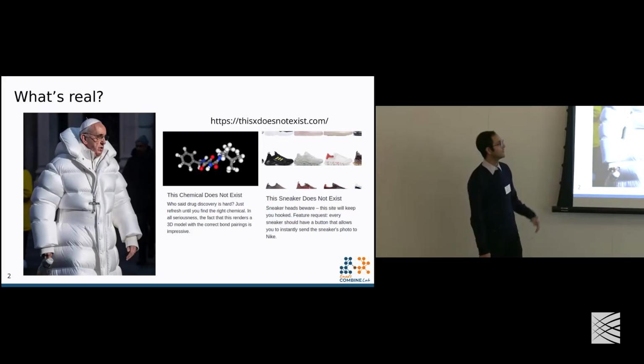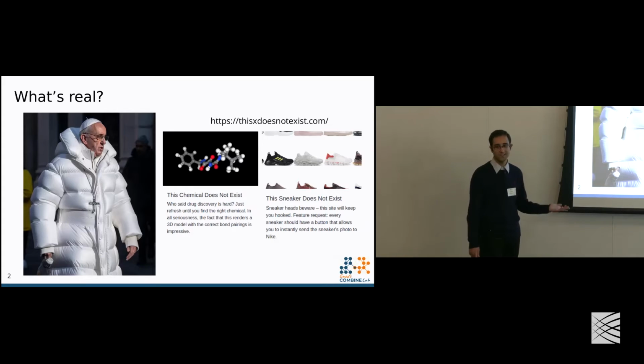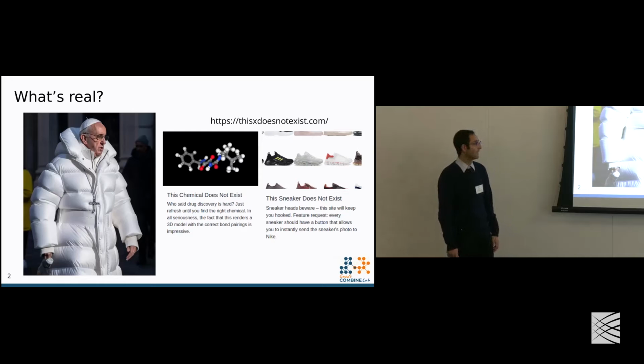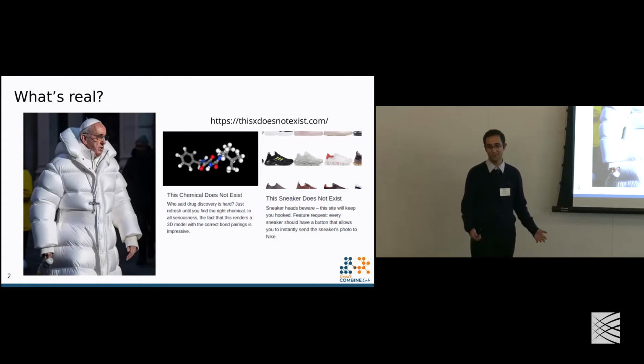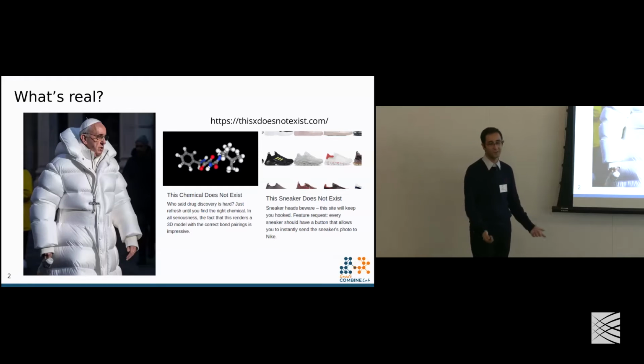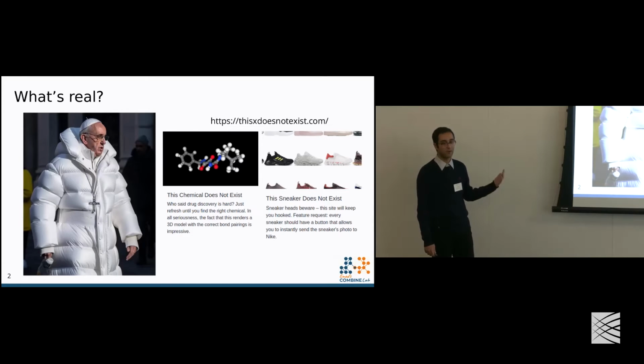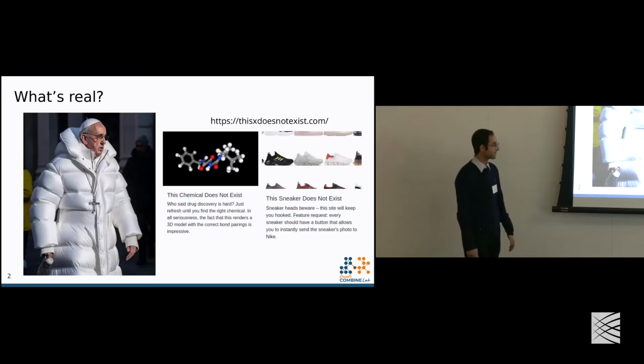So there's this website called This X Does Not Exist, and you can replace X with a lot of words, and there is a generative model for that. So, "this chemical does not exist," for example, gives you a 3D render of a chemical with the correct bond pairings. They claim to have solved the problem of drug discovery because you can just reload the page over and over again and test those chemicals and see if you cure cancer. And there's also "the sneaker does not exist," which generates images of sneakers that could have been made by Nike or Adidas or any mainstream brand.